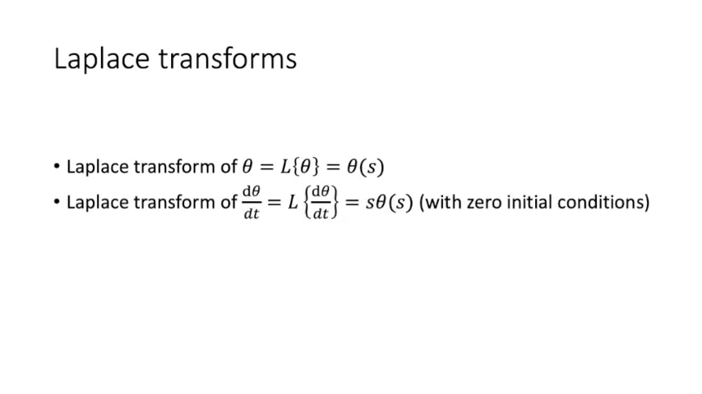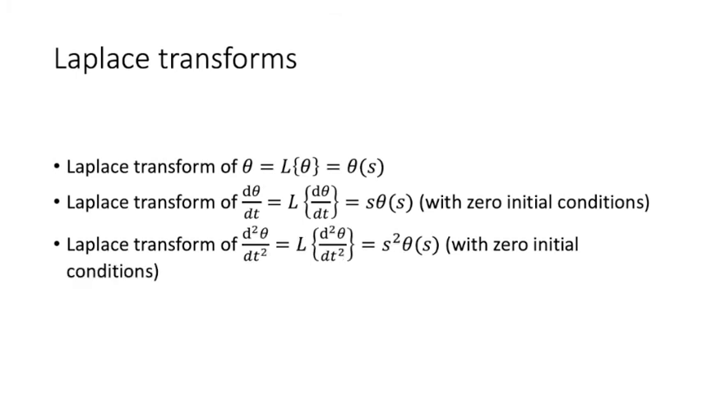When you look at the Laplace transform of d theta by dt, it is L of d theta by dt, which is nothing but s into theta of s with zero initial conditions. Laplace transform of d square theta by dt square is L of d square theta by dt square, which is equal to s square theta of s when there are zero initial conditions.